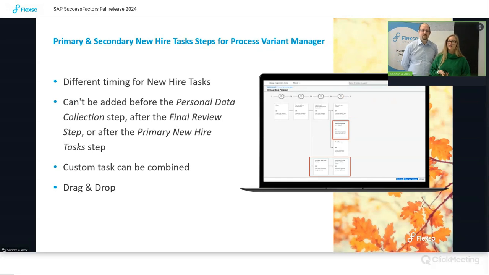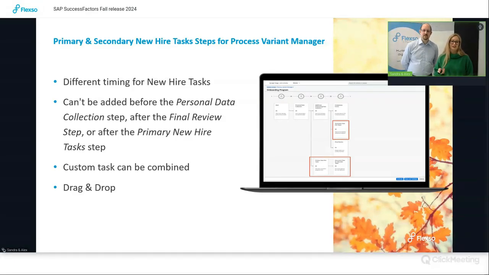What we can also do now is group our tasks, so we can put them not all together, so that they are not all triggered together, but we can define a sequence, so to say, so that we have the primary mandatory tasks visible first, and when those are completed, then the secondary tasks are triggered. For this, we can easily drag and drop them around in the process variant manager.